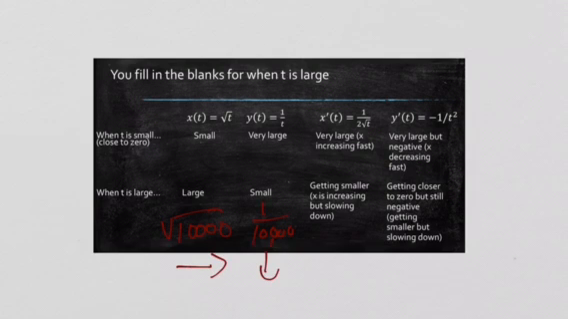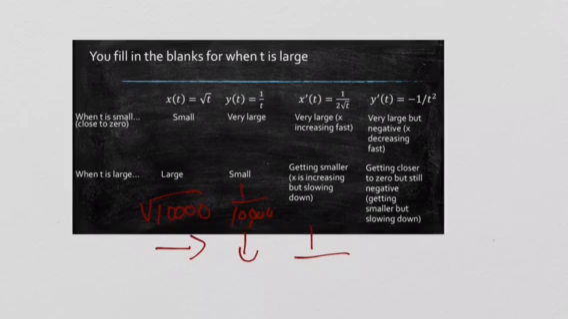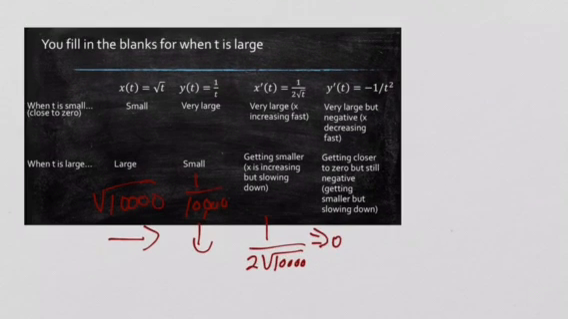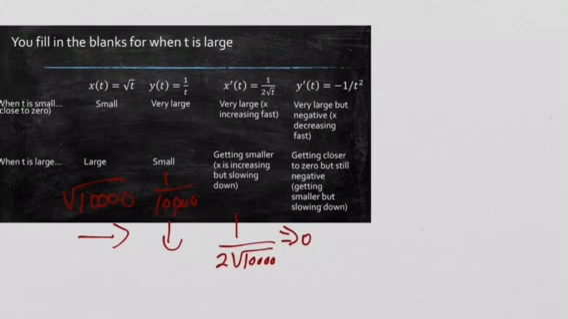Okay, what about our derivative? If we do 1 over 2 root 10,000, that's going to be approaching 0, which means that x is increasing, but it's still slowing down. And then negative 1 over 10,000 squared is also going to be approaching 0, but it's negative, which means that y is decreasing and slowing down.